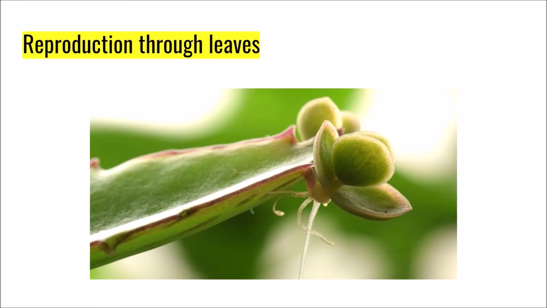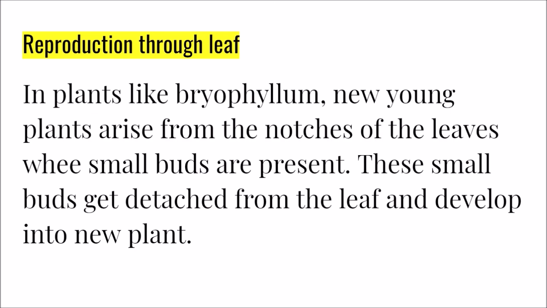Reproduction through leaf. Some plants like Bryophyllum have fleshy and thick leaves bearing buds on their edges. These buds on the edges of the leaves grow as new plants. When leaves fall down onto the ground, the buds start to grow into new plants.